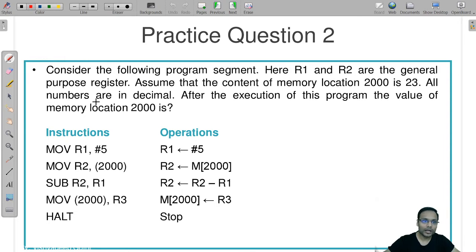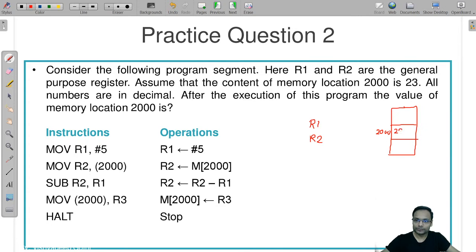Here R1 and R2 are general purpose registers. So I have kept R1 register and R2 register. Now further assume that the content of memory location 2000 is 23. So in the memory there is an address 2000, and on that address right now the content is 23. So this is the memory. Now further, all the numbers are in decimal, so every calculation I'll do in the decimal number system. After the execution of this program, the value in memory location 2000 is?